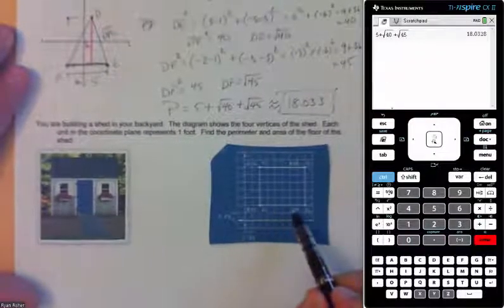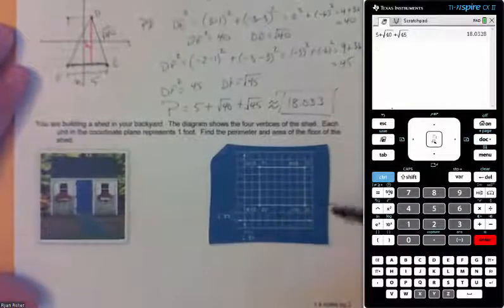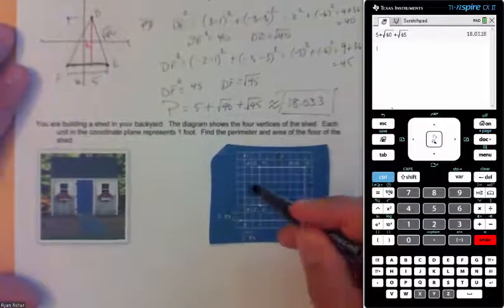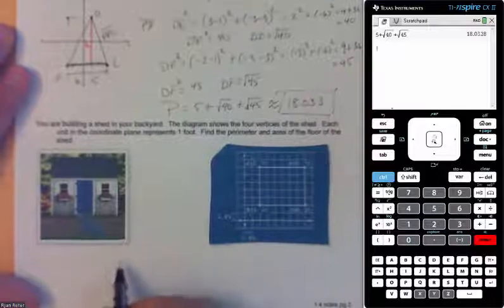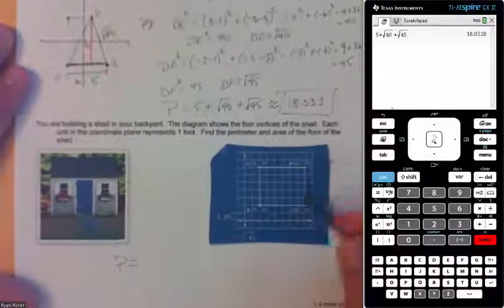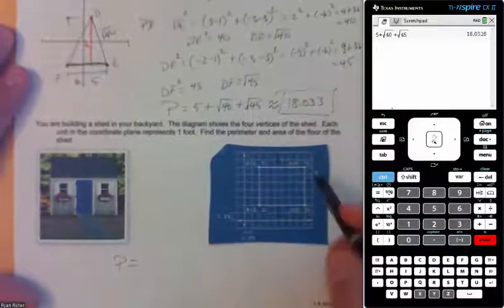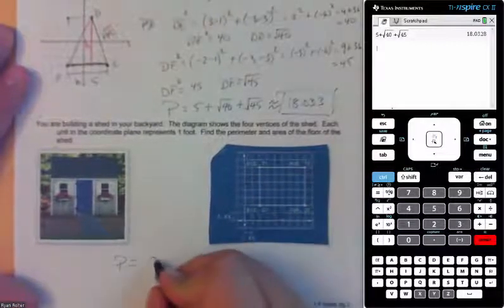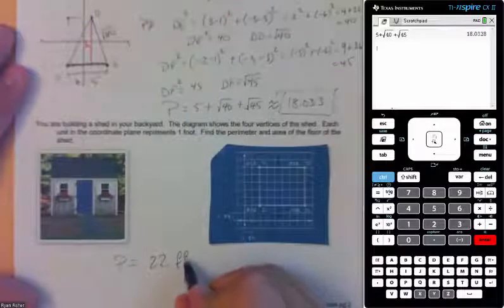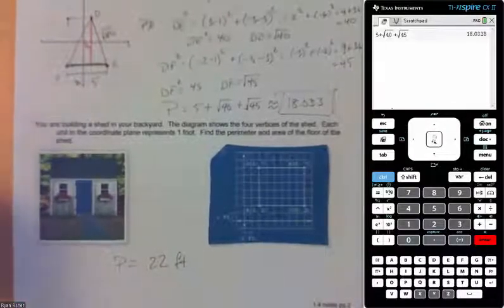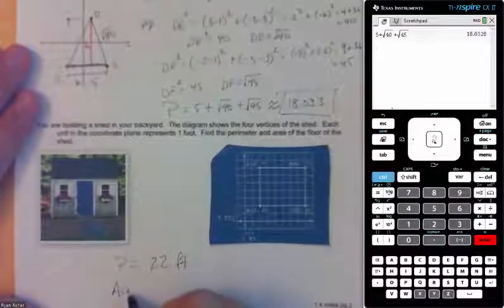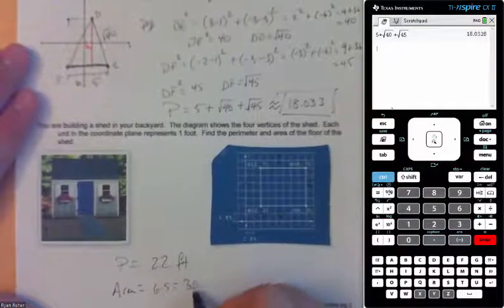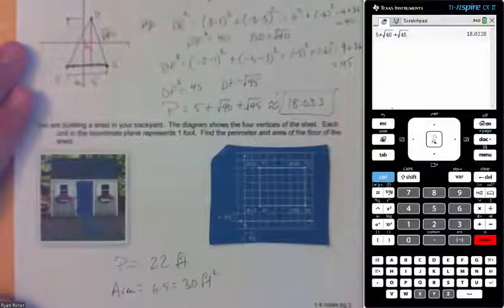1, 2, 3, 4, 5, 6. 1, 2, 3, 4, 5, 6, and 5. So the perimeter should be 6 plus 6 plus 5 plus 5. 6 plus 6 is 12. 5 plus 5 is 10. 12 plus 10 is 22 feet. And the area is length times width, which is 30 square feet.